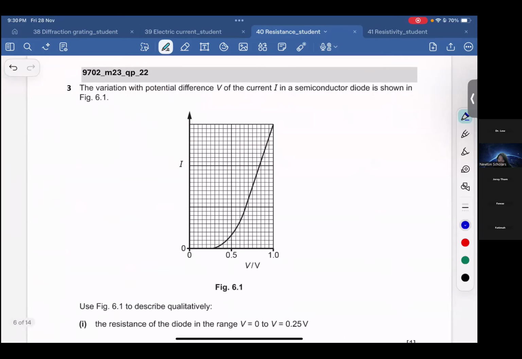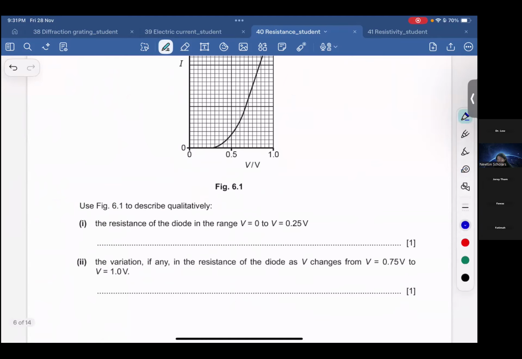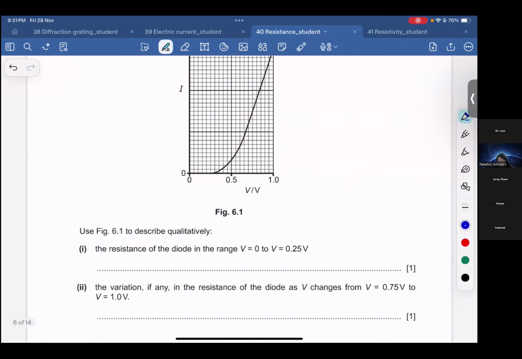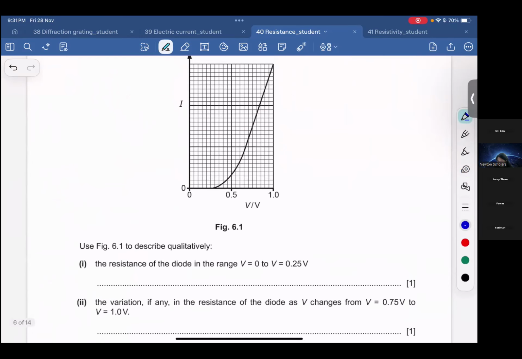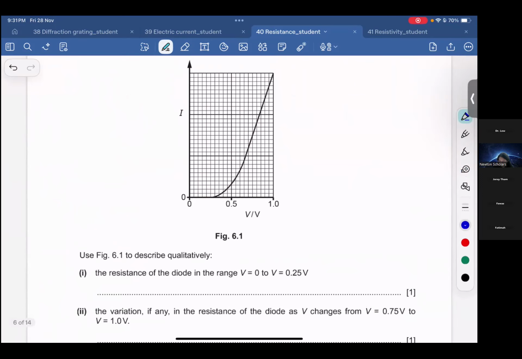We do one more question. So this one is a diode. See, this is a diode starting from somewhere here. We only can allow current to flow from there. Describe the resistance of the diode in the range 0 to 0.25, from here to here. What happened to the resistance for the diode? What happened to the diode resistance? Any of you can tell me?